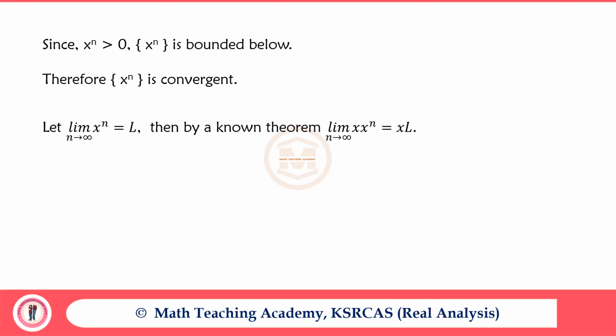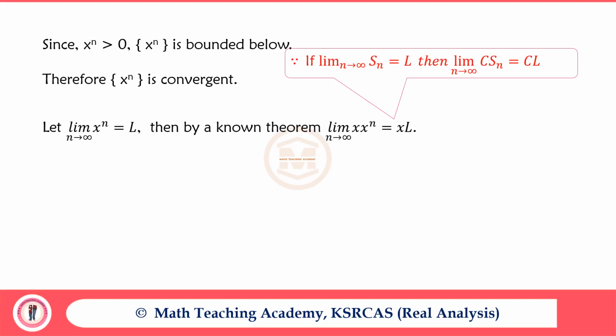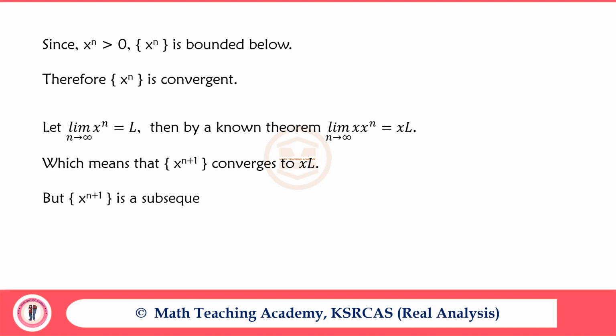Because if the limit as n tends to infinity of s_n is equal to L, then the limit of c times s_n becomes cL. So that is why, if the limit of x^n is equal to L, then the limit of x times x^n can be written as xL. Which means that x^(n+1) also converges to xL. But x^(n+1) is a subsequence of x^n.